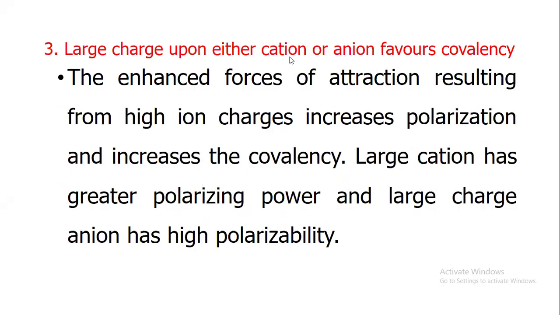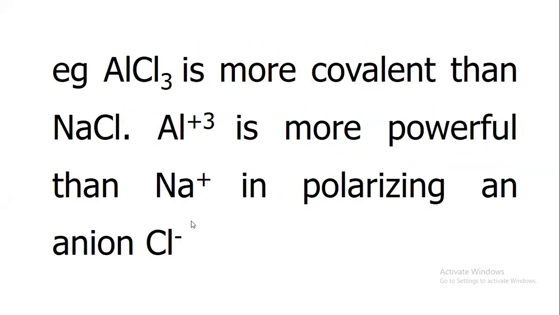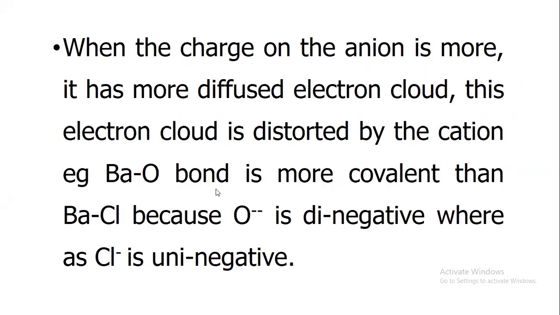Large charge on the cation or anion favors covalency. The enhanced force of attraction resulting from high ion charge increases the polarization and increases the covalency. A highly charged cation has greater polarizing power and a highly charged anion has high polarizability. Aluminum chloride is more covalent than sodium chloride. Aluminum 3+ is more powerful than sodium + in polarizing the chloride anion. When the charge on the anion is more, it has a more diffuse electron cloud. This electron cloud is distorted by the cation.